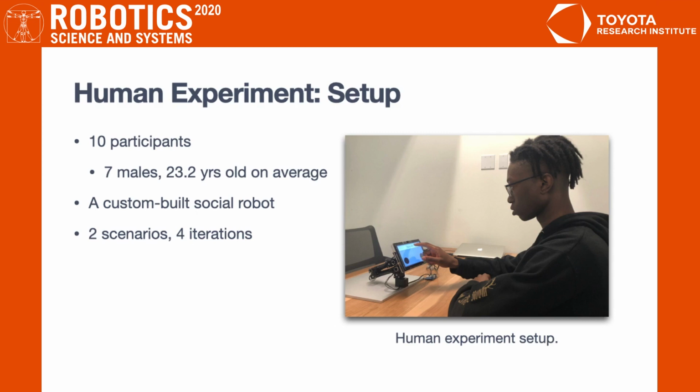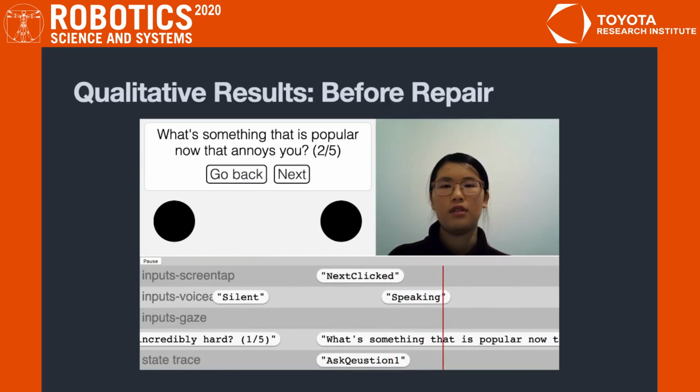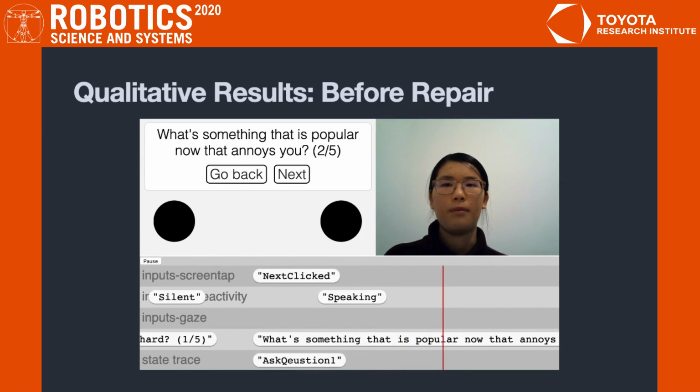To test the full pipeline, we conducted a human experiment with 10 participants and a custom-built social robot. The participants interacted with the robot over 4 iterations. We present one example from our qualitative results.